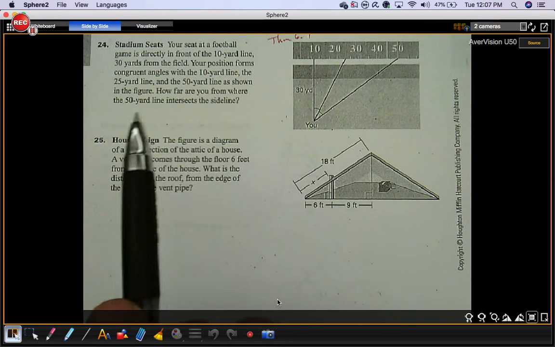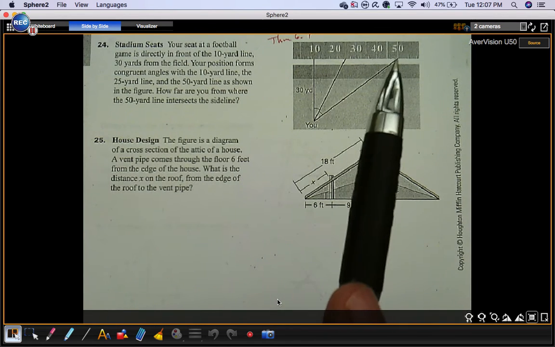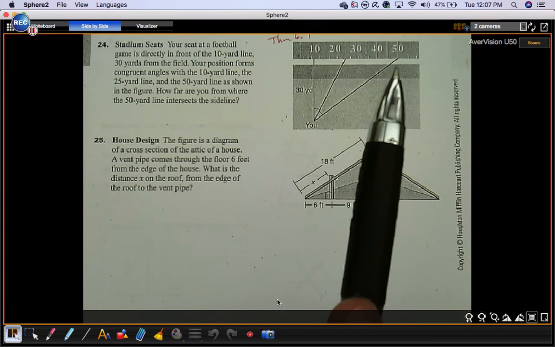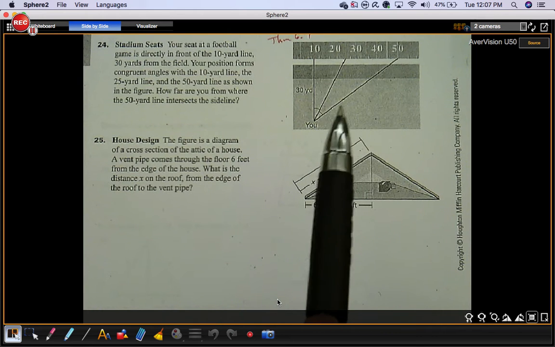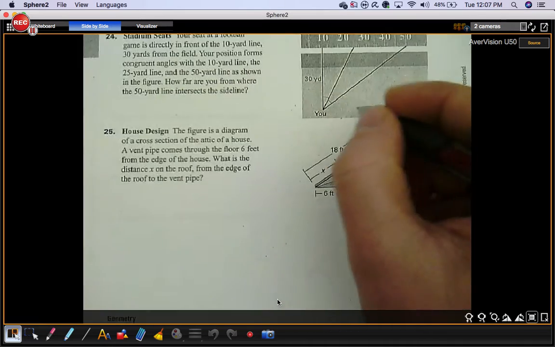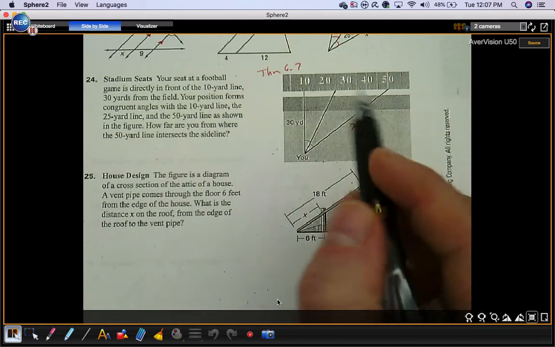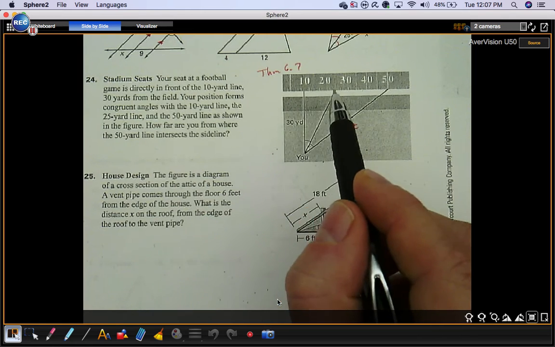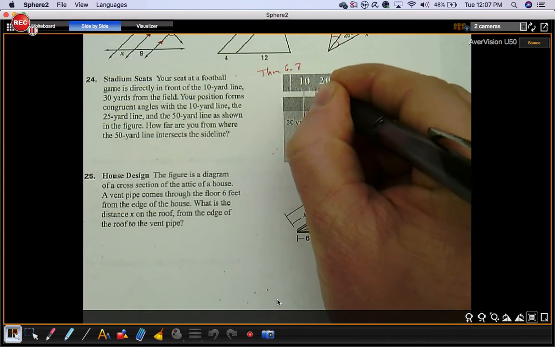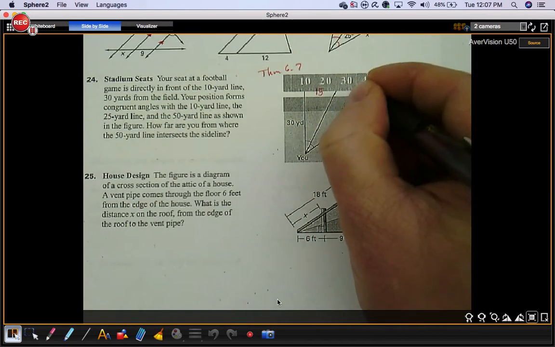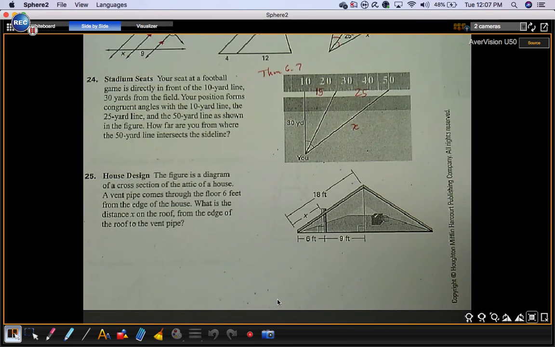How far are you from where the 50-yard line intersects the sideline? Okay, so we're looking for this distance right here. So maybe I'll call that x. Now, this is the thing maybe you're missing. If that's the 10-yard line and that's the 25-yard line, isn't this length 15 yards? And if that's the 25 and that's the 50, isn't this 25 yards? Don't lose sight of that.